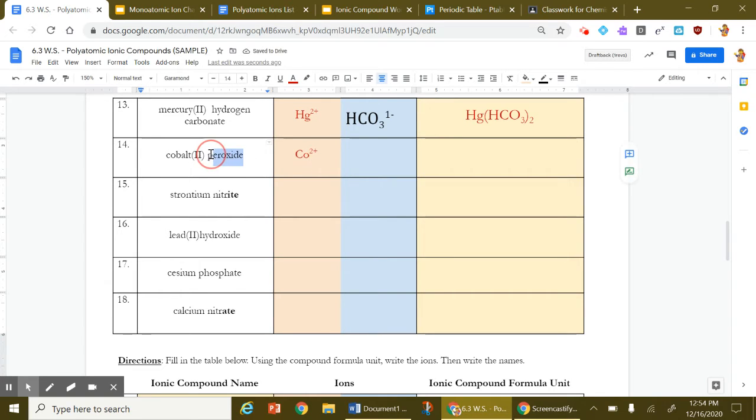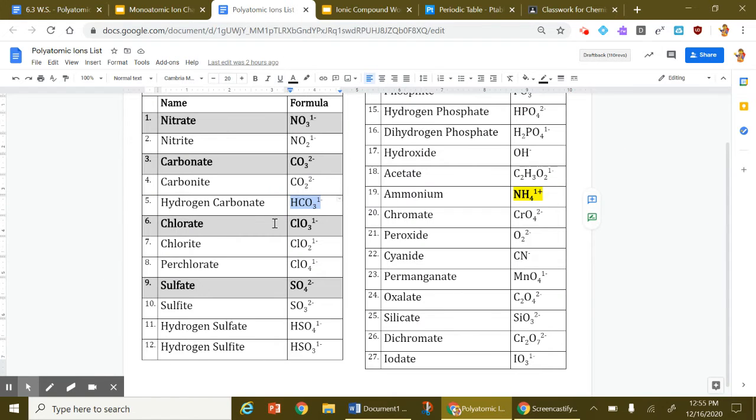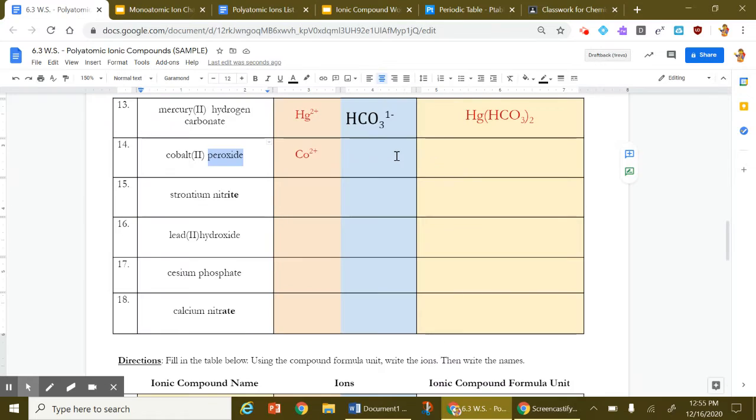Now, what is peroxide? Does it have something to do with oxygen? I don't know. Let's take a look. Let's find peroxide. Peroxide is O2, 2 minus. I'm just going to paste that in here. Ooh, this works out. So it's Co 2 plus, O2 2 minus. This is 2 plus, this is 2 minus, so their charges just cancel out.